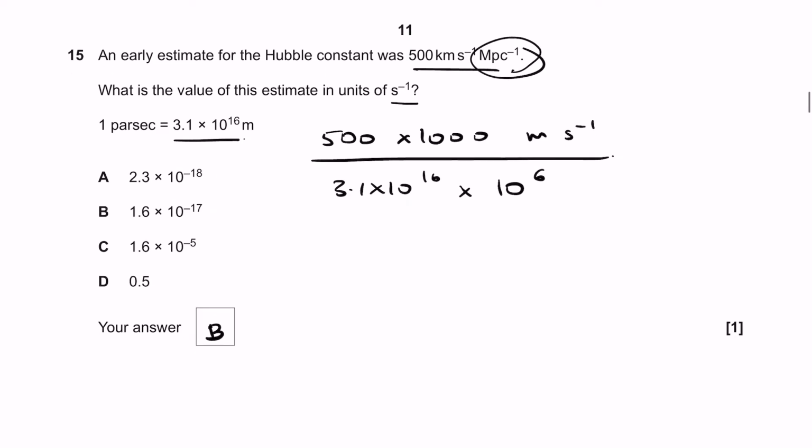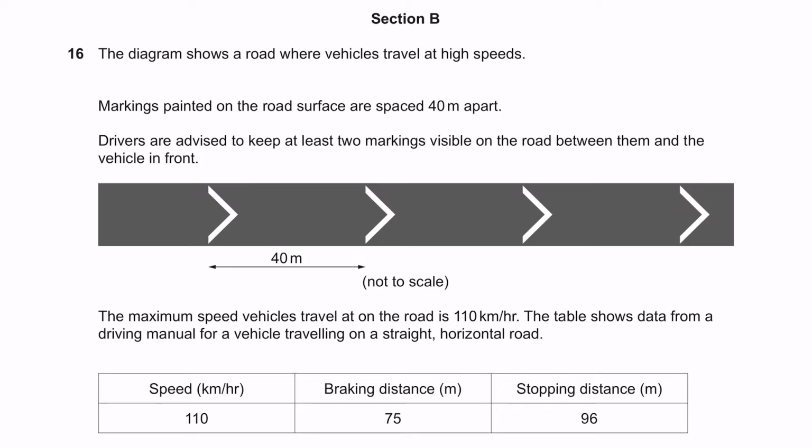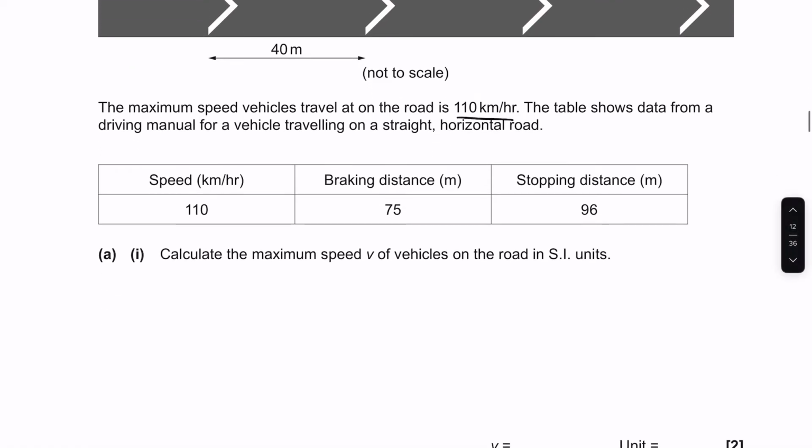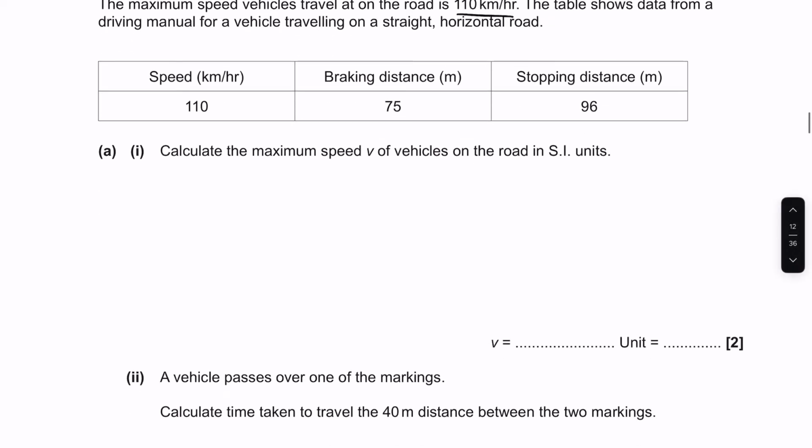Okay, so that's the end of multiple choice. Let's get into section B for the long answer questions. Question number 16 says that the diagram shows a road where vehicles travel at high speeds. We've been given that the marking between the 2 points is 40 meters. The maximum speed vehicles travel at on the road is 110 kilometers per hour. We've been given the table with some speed, braking distance, and stopping distances. Calculate the maximum speed V of the vehicles on the road in SI units.